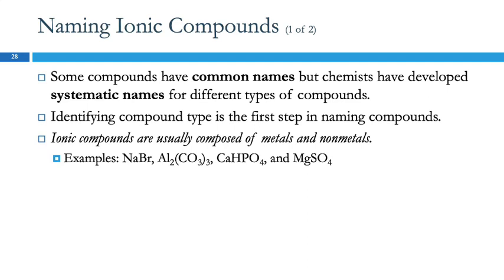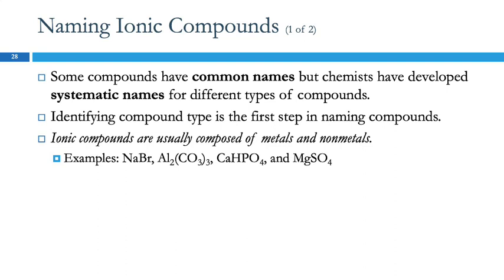Okay, naming ionic compounds. So some compounds have common names, like sodium chloride we call salt or table salt, right? But all compounds have systematic names. And these systematic names seem complicated to students, but they've actually been simplified as far as they can be simplified. We're not trying to make things hard for you here.